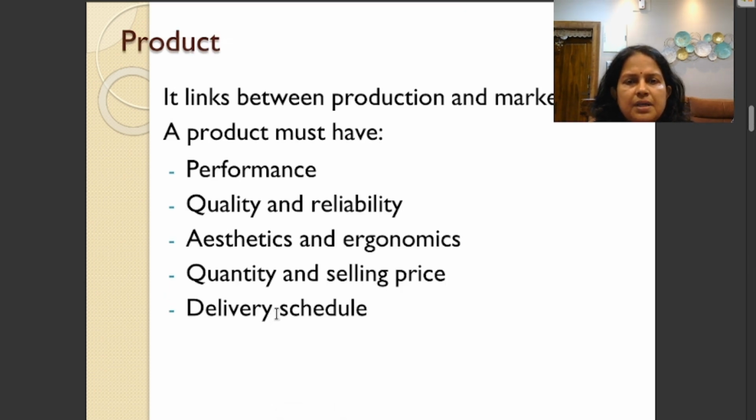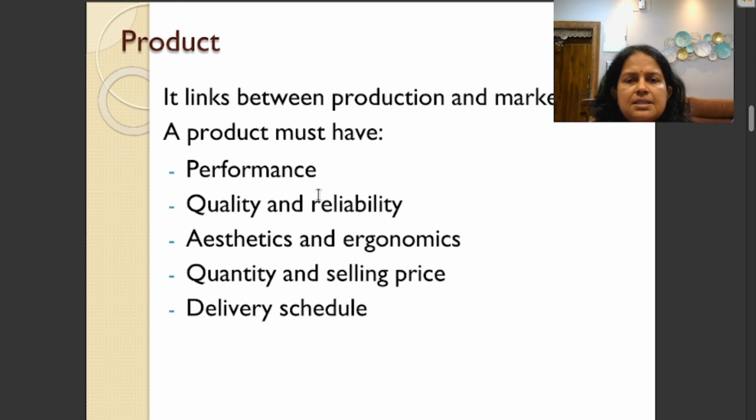First one is product. Product always has the performance. Why do we make a product? Product should have that performance, because the work for which we make the product, that work it has to do. That is the performance. It should satisfy the customer expectations.